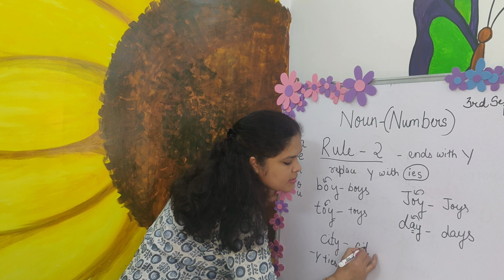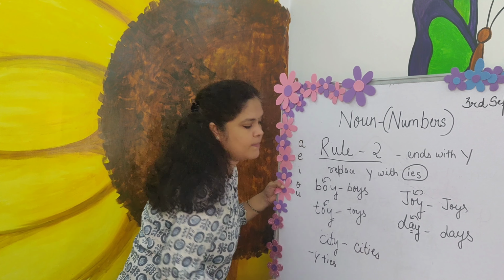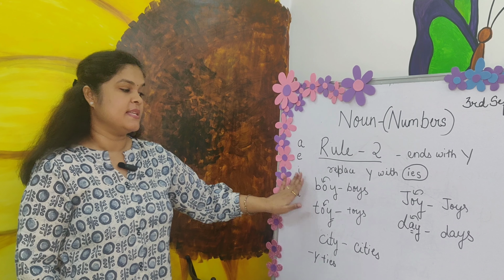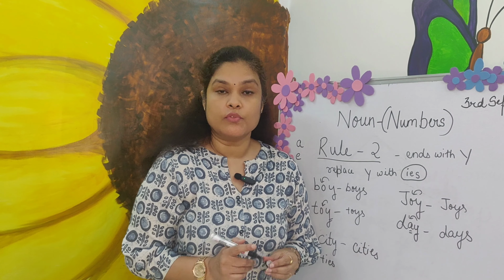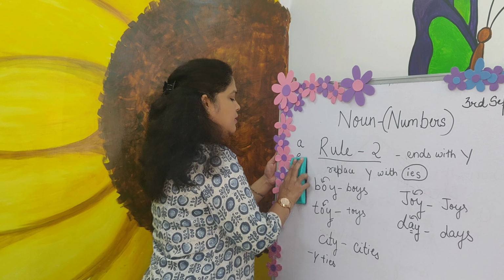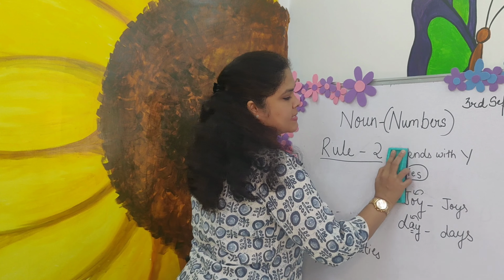City becomes cities. Okay. So we have to remember this and we have to keep this in mind. Let's move to rule number 3. What does rule number 3 tell us?